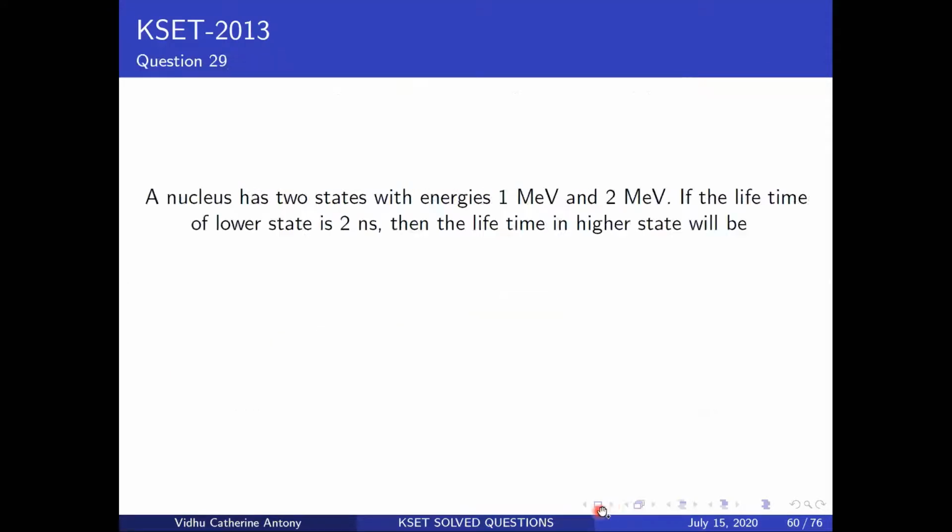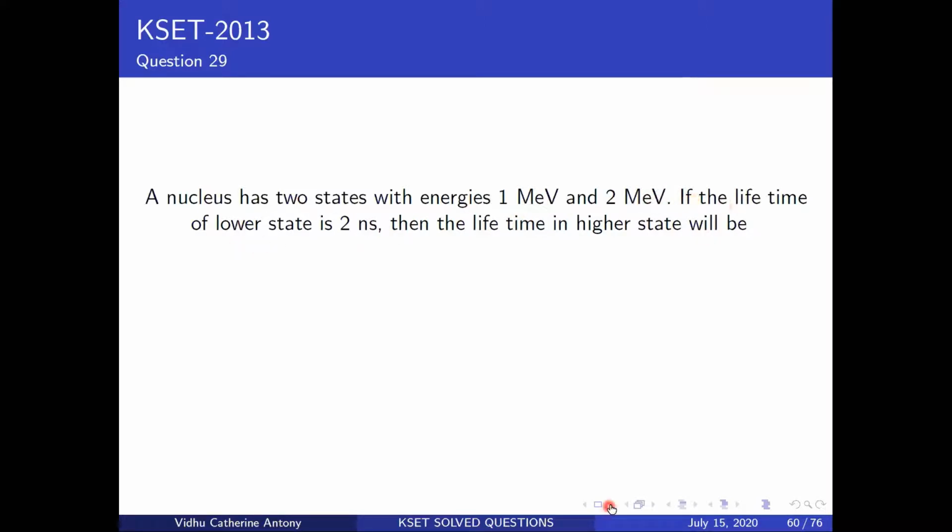Okay. So now a nucleus has two states with energies 1 MeV and 2 MeV. If the lifetime of the lower state is 2 nanoseconds, then the lifetime of the higher state will be. Okay, so now what you need to do is look at a relation between energy and time. So what do you do now?